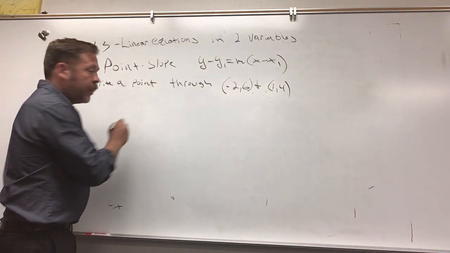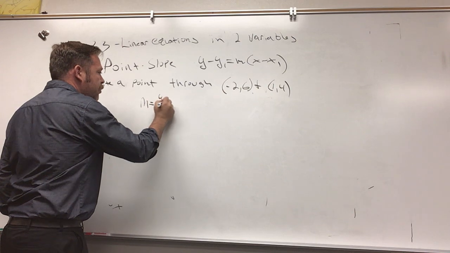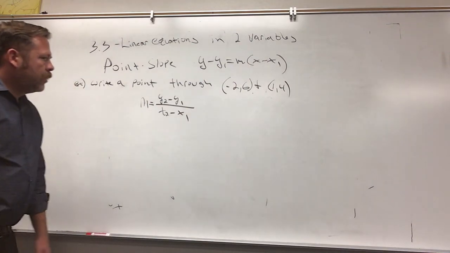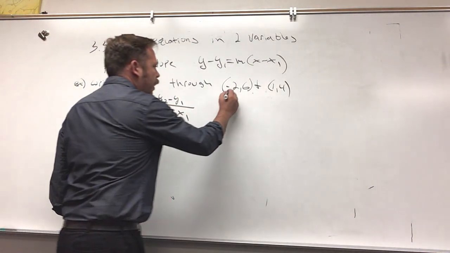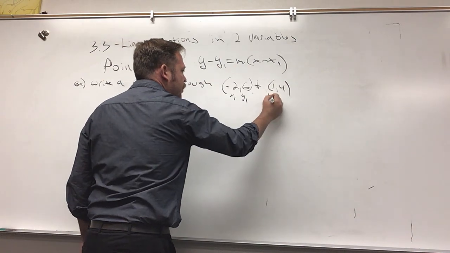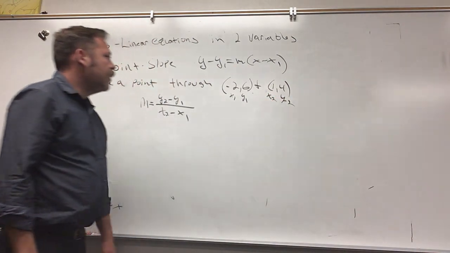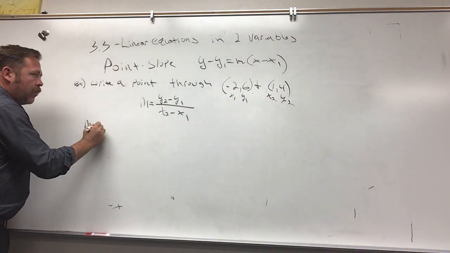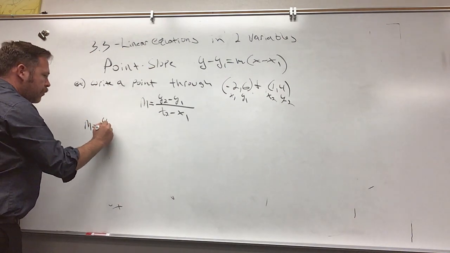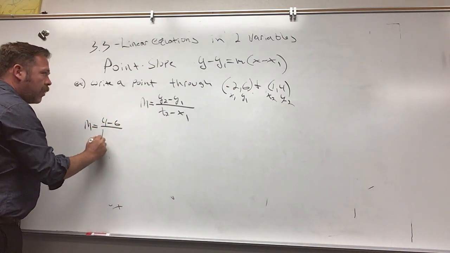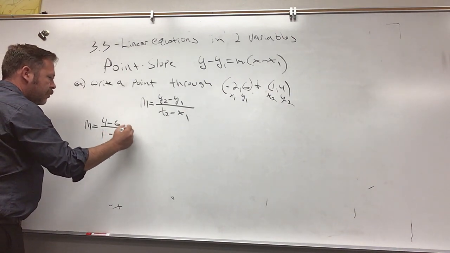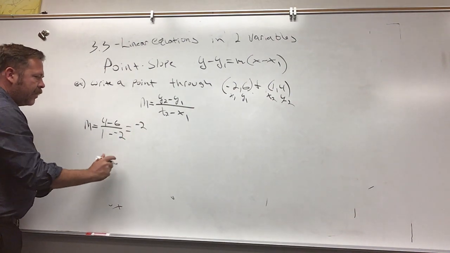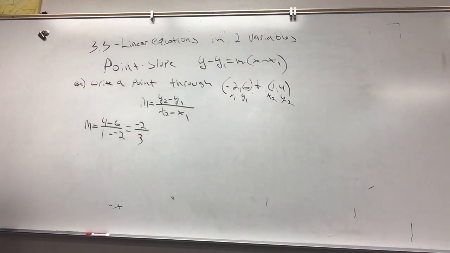We're going to use this formula, m equals y2 minus y1 over x2 minus x1. So here are our 2 points, x1, y1, x2, y2. All right, now we're going to find the slope. M equals 4 minus 6 over 1 minus negative 2, which equals, 4 minus 6 is negative 2, and 1 minus negative 2 is positive 3, so negative 2/3.